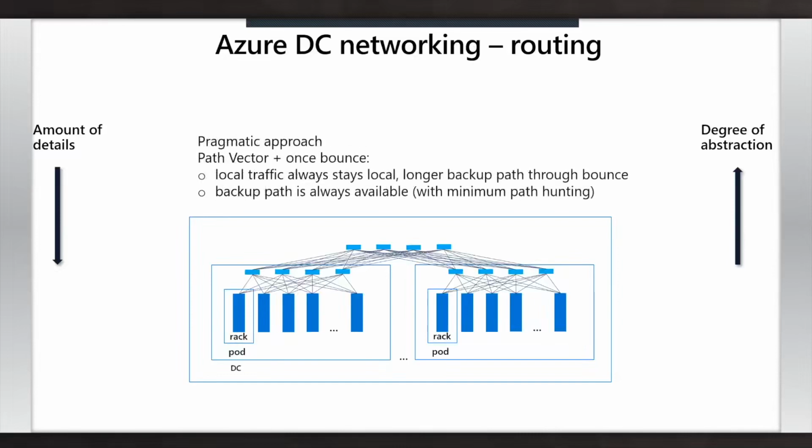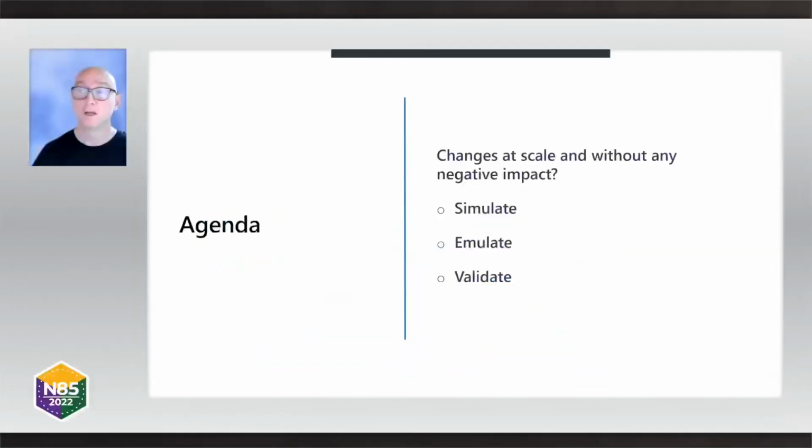The pragmatic approach we've taken is path vector. It's well known we are big BGP user. However, rather than using valley-free, we also want bounces. This allows us to have backup always available. And when plane is failing, our connectivity to the plane from outside is failing, there's always longer route through bounces available. And this is with minimum path hunting because, as I said, it's only allowed to bounce once. So this is how we provide self-contained complexity.